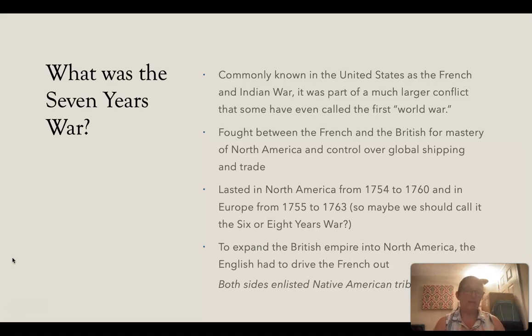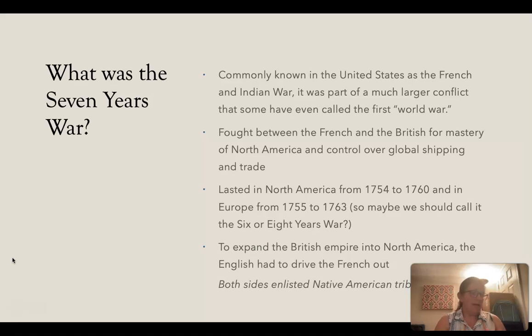So maybe we should call it the 6 or the 8 Years' War. It's a little bit inconclusive why it's called the 7 Years' War. And it's during this second cycle of warfare that the North American colonies become essential to the conflict. What was this all about? Well, essentially, the British decided they were going to expand their empire deep into North America. And to do that, they had to drive the French out.